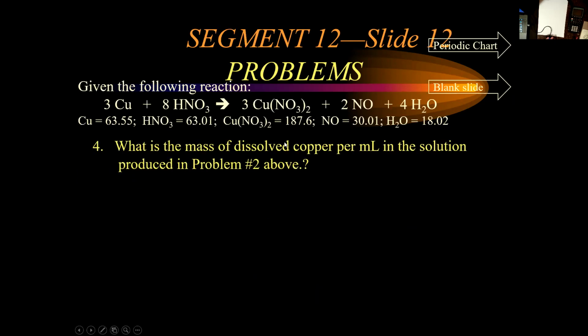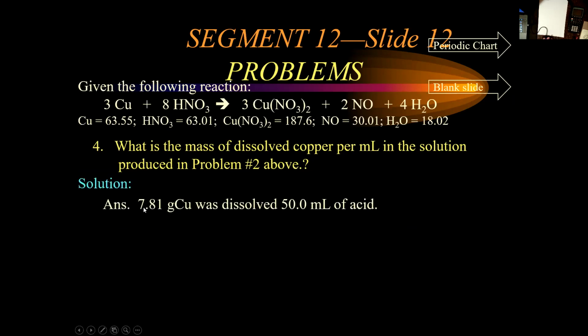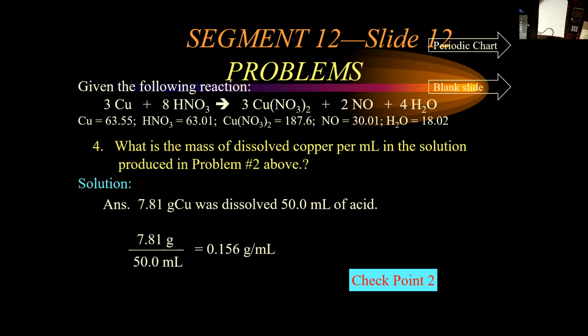What mass of copper is dissolved per milliliter in the solution produced in number 2 above, okay? All right, so we had 7.81 grams of copper dissolved in 50 milliliters of the acid. So we've got that many grams in that many milliliters. So it's 0.156 grams per milliliter.